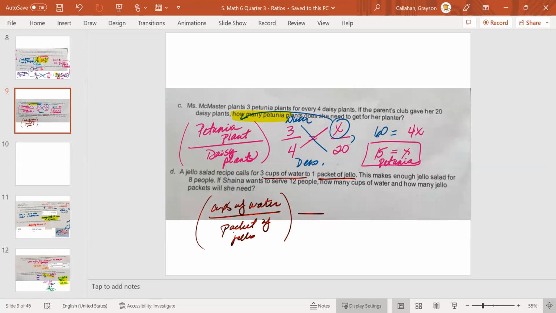Okay? So 3 cups of water to 1 packet of Jell-O will serve 8 people. Right? She wants to serve 12 people. So how many cups of water, how many Jell-O does she need?